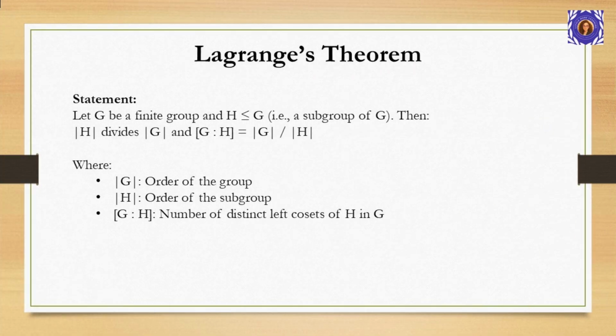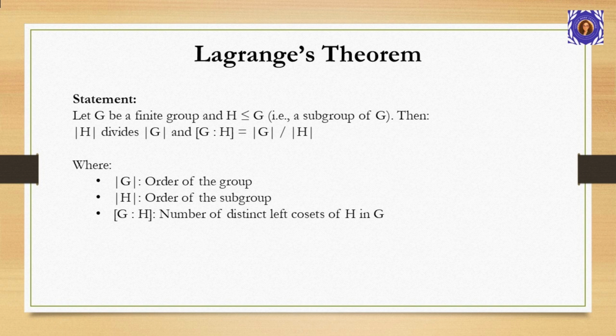Lagrange's theorem states that if G is a finite group and H is a subgroup of G, then the order of H divides the order of G, and the index of H in G equals the order of G divided by the order of H. Here, the order of G is the number of elements in the group, the order of H is the number of elements in the subgroup, and the index of H in G is the number of distinct left cosets of H in G.